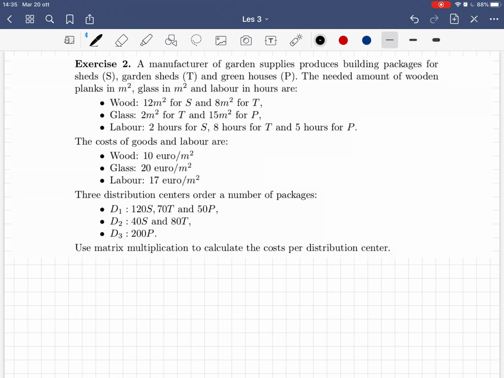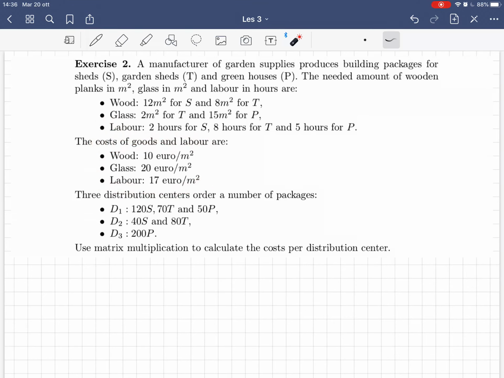And this one is an exercise on manipulating data with matrices, and it's very similar to the one we've done in the last video. So you have this data. You just have to organize this data and make some multiplications in order to understand things. So I'm just going to read the exercise for the sake of clarity. A manufacturer of garden supplies produces building packages for garden sheds and greenhouses. The needed amount of wooden planks, glass, and labor is as follows. So it's here. And then you have the costs.